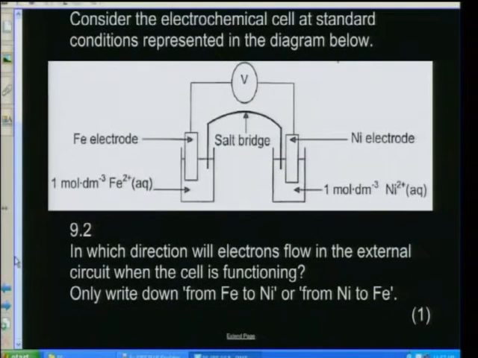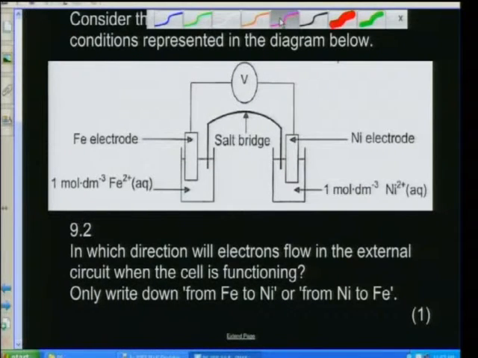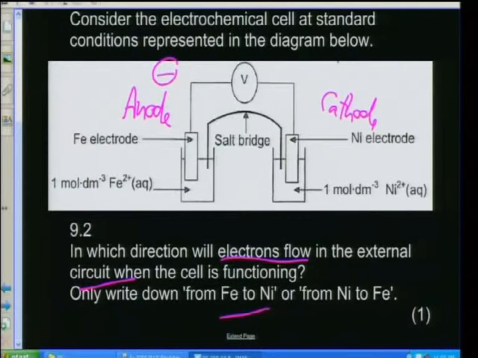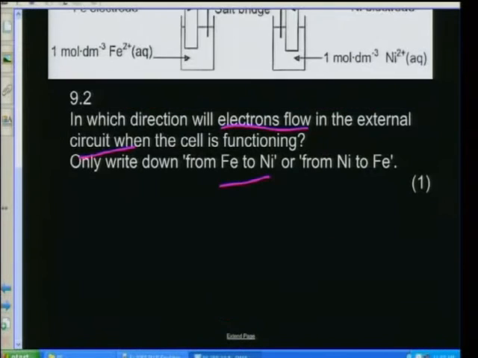So let's dash through this question. The next question says, in which direction will the electrons flow in the external circuit when the cell is functioning? Only write from Fe to Ni or Ni to Fe. Well, we already decided that that was the anode and this is the cathode. So we recognize the anode is negative, and the electrons are going to go from the anode to the cathode. So we would write down from Fe to Ni.